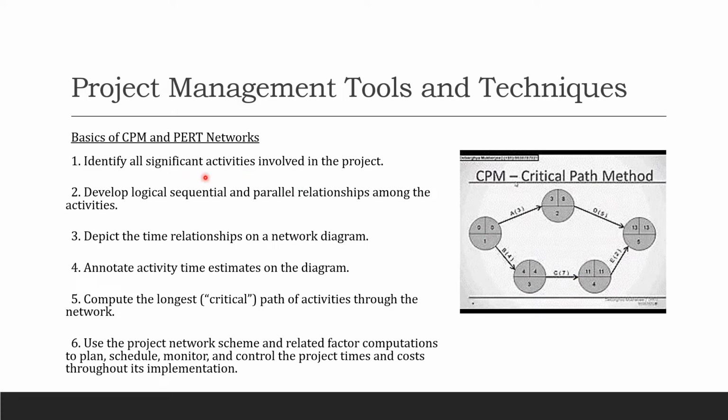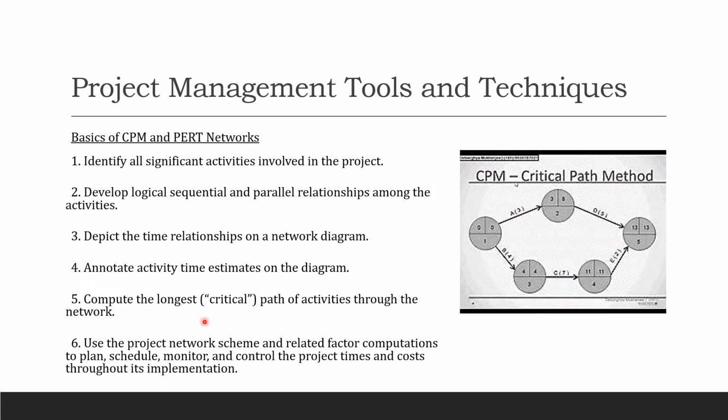So identify all significant activities involved in the project. So that's what we do. These are our bases for these two networks. We're going to develop the logical, sequential, and parallel relationships among the activities. And then we're going to depict the time relationships on a network diagram. It's just drawing. Then we're going to annotate the activity time estimates on the diagram. We're going to put them right there.